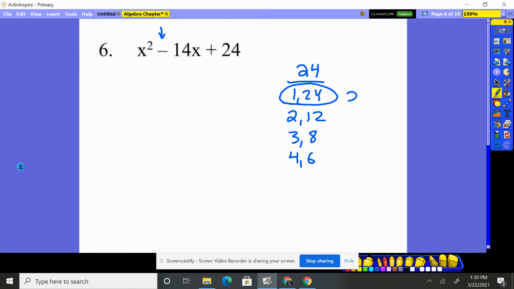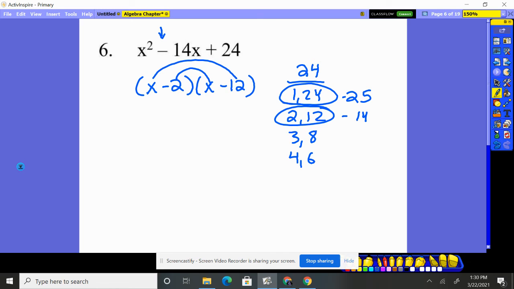These would create a negative 25. That's not what I want. These would create a negative 14, which is what I want. So I know it's the 2 and the 12. It'll be an x minus 2, x minus 12. And notice the x times x is x squared. Negative 2, negative 12 gives you 24. Inners are negative 2x, outers are negative 12x. That gives you your middle piece when you put them together, negative 14x.